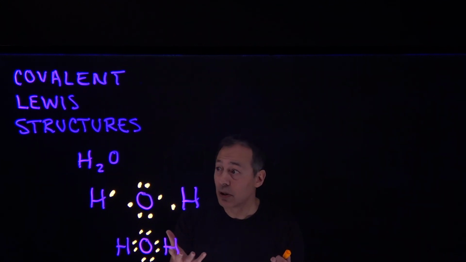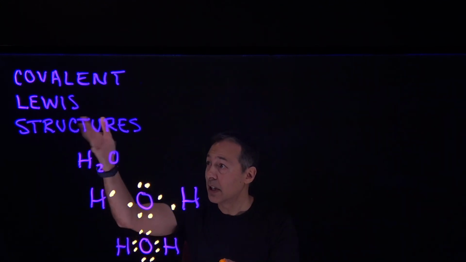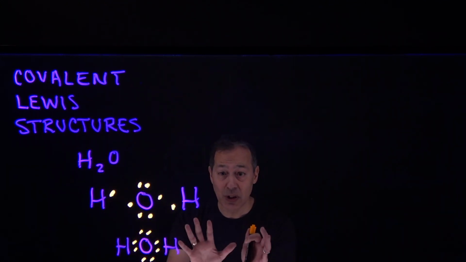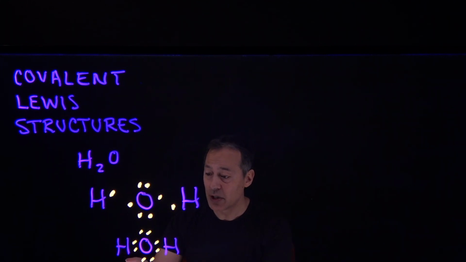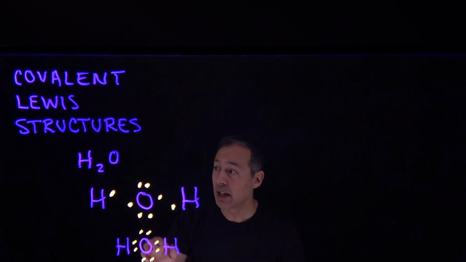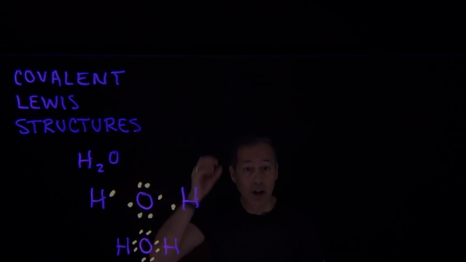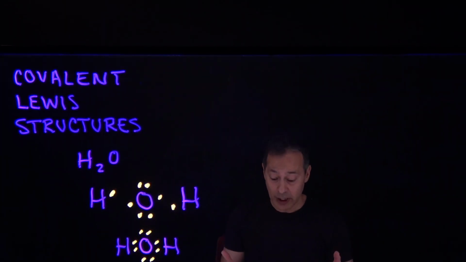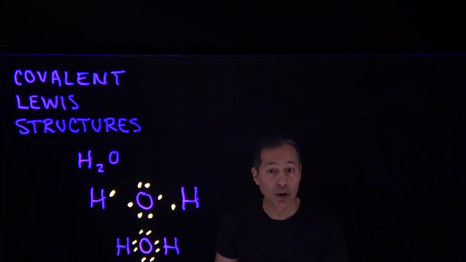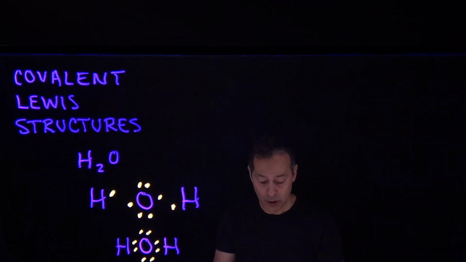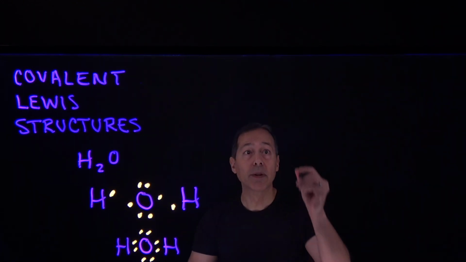Now, using these Lewis symbols and making the Lewis structures, we can see why we would have 2 hydrogens and an oxygen combining to make H2O. The next one I'd like to take a look at is carbon tetrachloride. Carbon tetrachloride is going to have a formula like this.